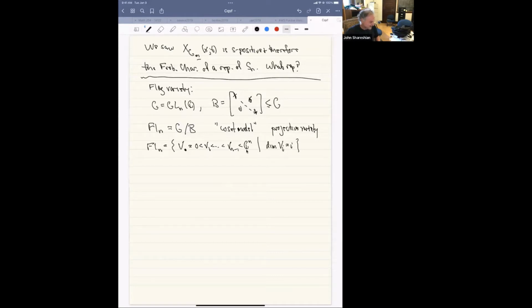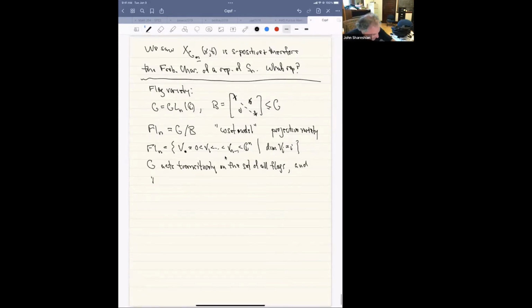And the idea here is that G acts transitively on the set of all flags. That just says if I have a list of vector spaces like this, I can map it to any other list by some linear transformation. That's a consequence of linear algebra.